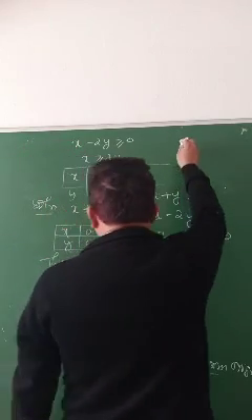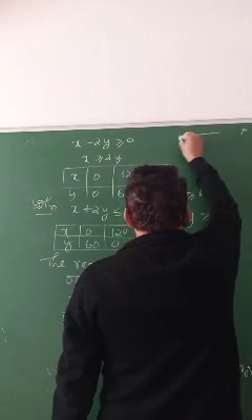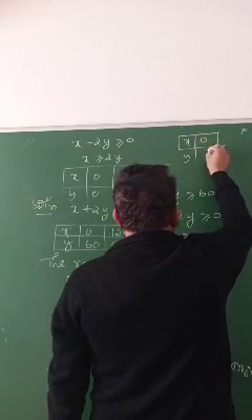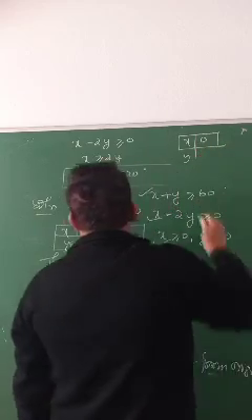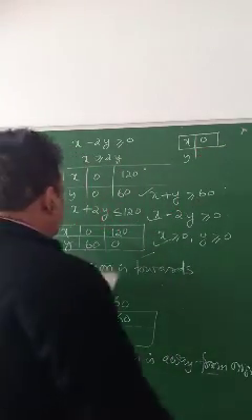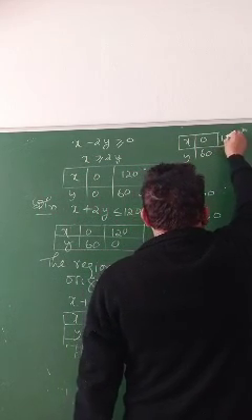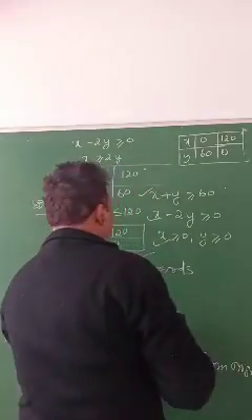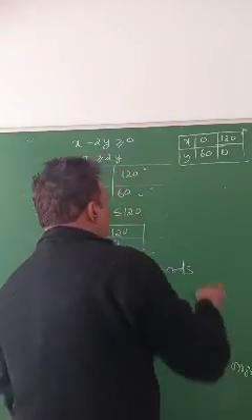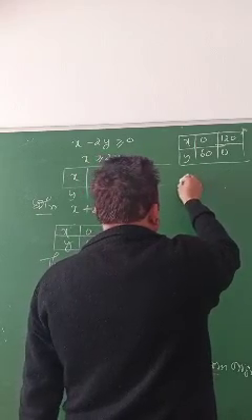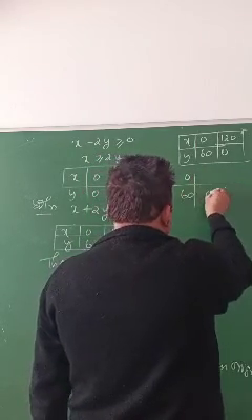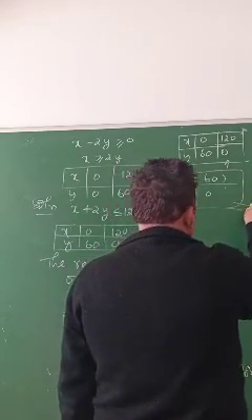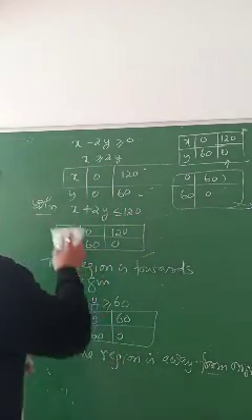Let me copy the table here. The first one was 0, 60 and 120, 0. Second you got 0, 60 and 60, 0. This is towards the origin, this is away from the origin. Now let's check this one.